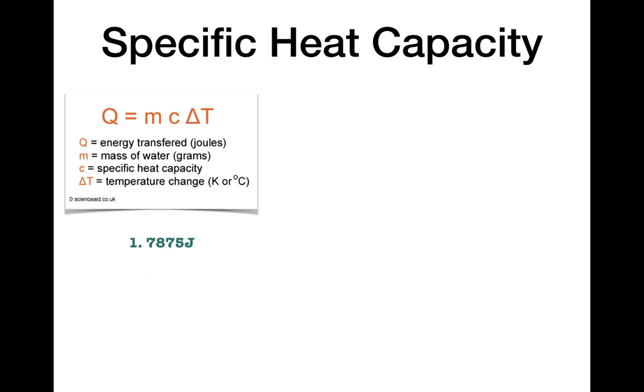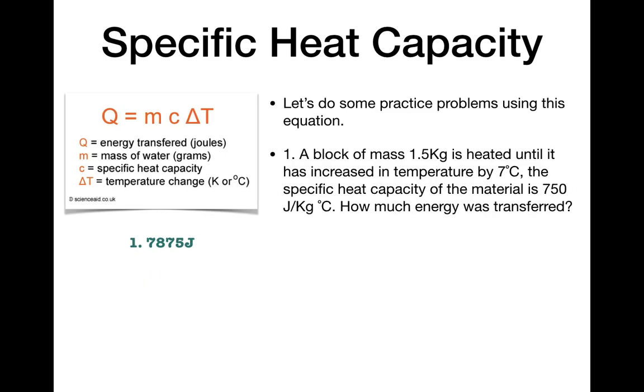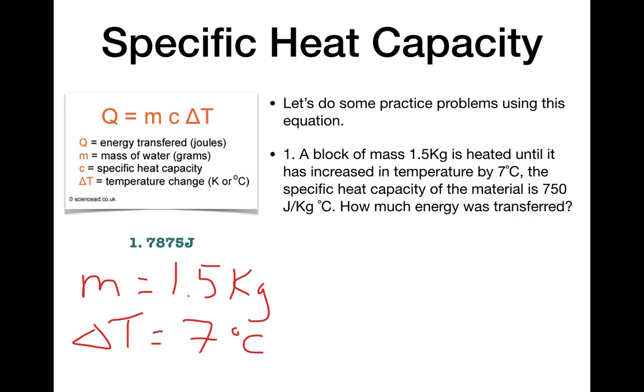Okay, so if you didn't get number 1 right, I'm going to go ahead and do it for you now. I'm going to try and use my stylus on my iPad, so let's see how well this works, guys. I have a mass of 1.5 kilograms, and I have a delta T of 7 degrees. That's not bad. And my specific heat capacity is 750. So how much energy is being transferred?